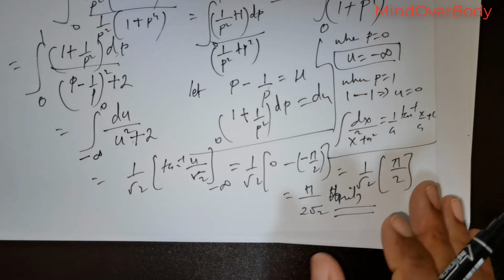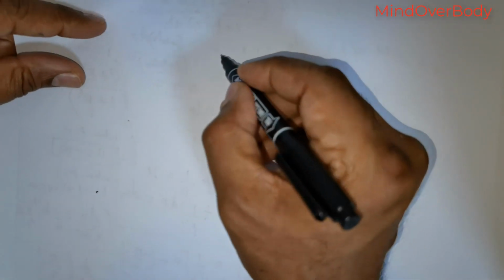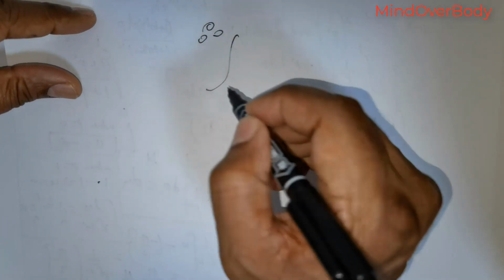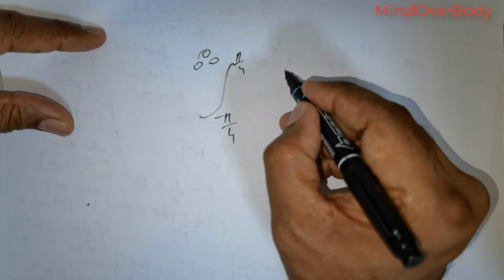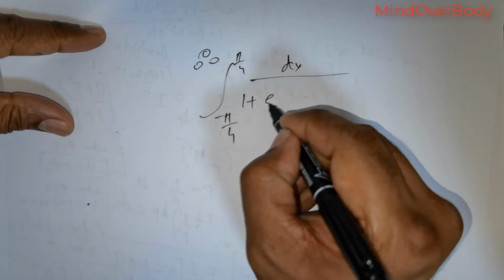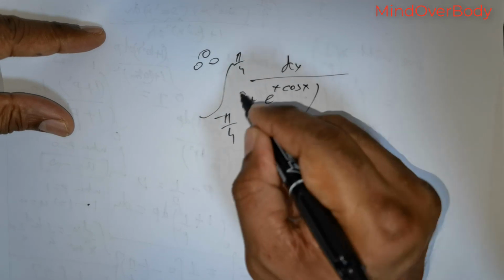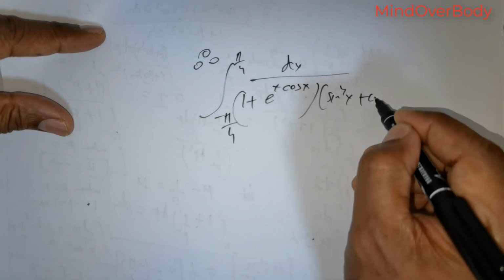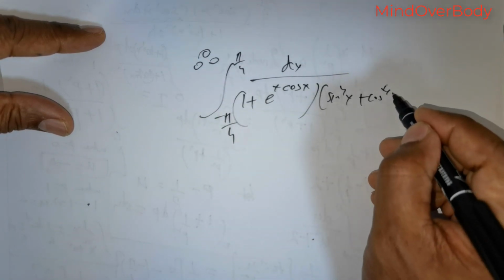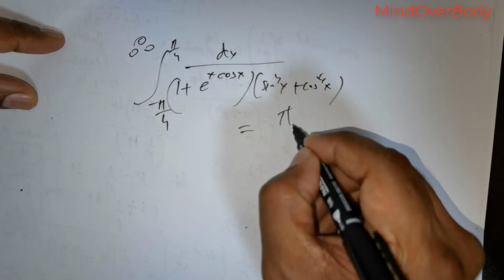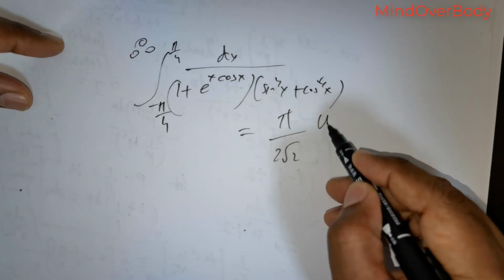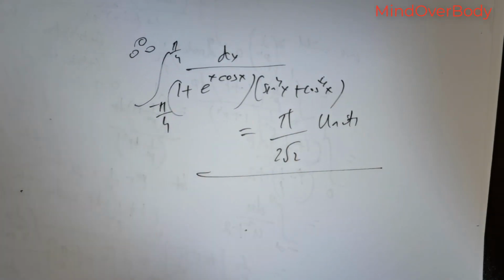So if you were to place in the final solution, you can just state it as follows. Therefore, the integral from negative pi over 4 to pi over 4 of dx divided by (1 plus e raised to the power of x)(cos x)(sin raised to the power of 4x plus cos raised to the power of 4x) is evaluated to be pi over 2 times root of 2 units. So just to complete that result.